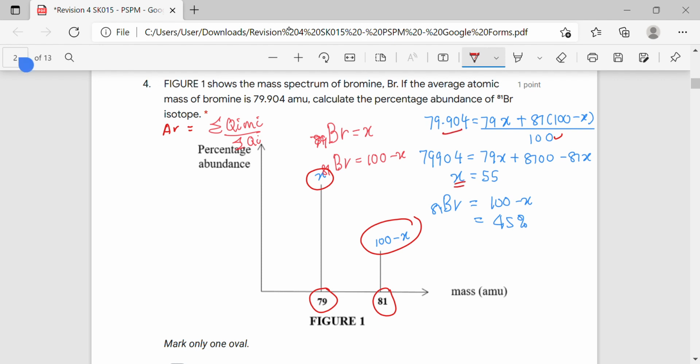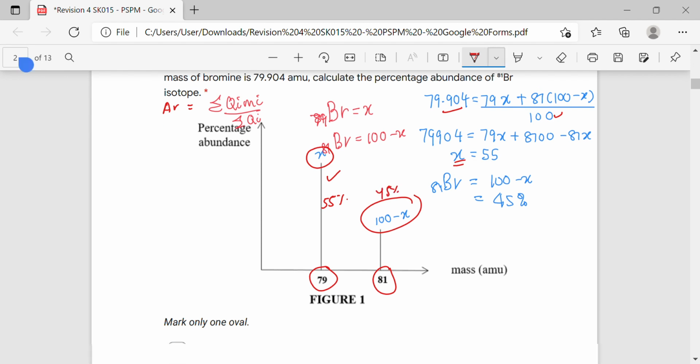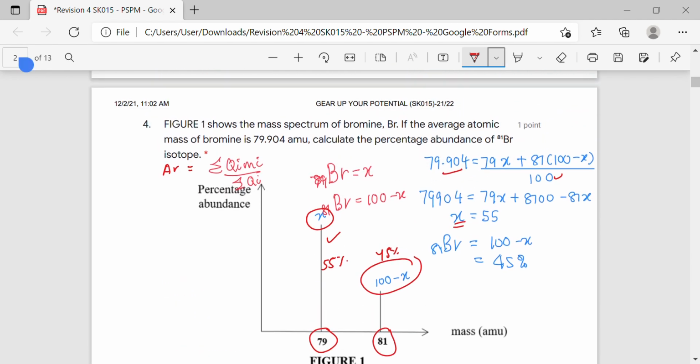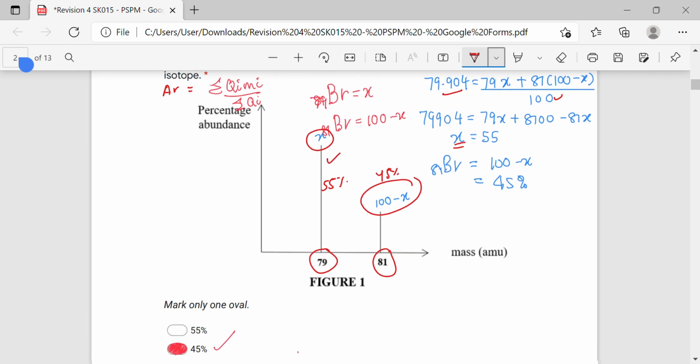So X represent percentage untuk bromine 79. So bromine 79, 55%. Okay, so untuk bromine 81, 100 minus 55 dapat 45%. So, soalannya untuk bromine 81. So 81, 45.